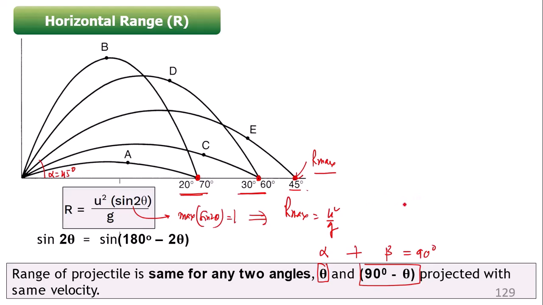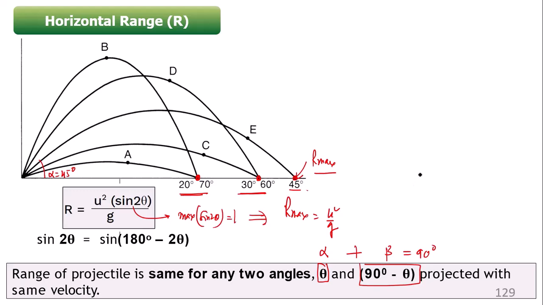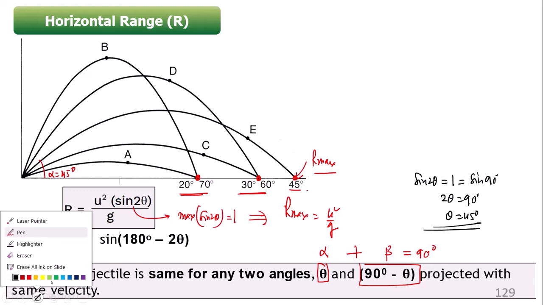And sine 2 theta equals 1 means sine 2 theta equals sine 90 degree. If I say this is the condition for maximum, sine 2 theta should be equal to sine of 90 degree. That means 2 theta equals 90 degree, that means theta equals 45 degree. So once I throw the particle at an angle of theta equals 45 degree, we observe that the range will be maximum.